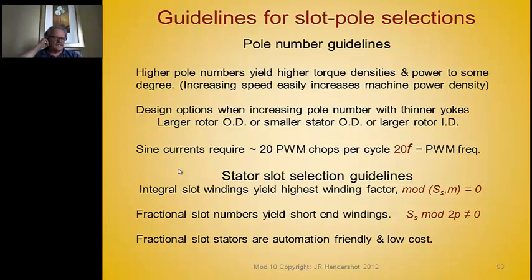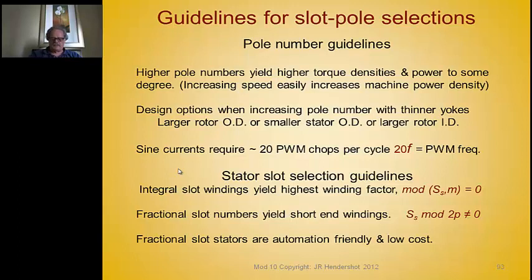So one of the things that we must remember is that when you're playing around with the number of poles, you have to deal with the effects of the change in frequency. If you double the number of poles, you double the commutation frequency. Now we're going to study this later, but it's pretty well accepted amongst inverter designers that to produce a decent sine wave, they need about 20 PWM chops per sine wave cycle. So if they're limited on the PWM frequency due to the losses that are acceptable in the IGBT bridge, then this can have something to do with the decision of how many poles you pick.